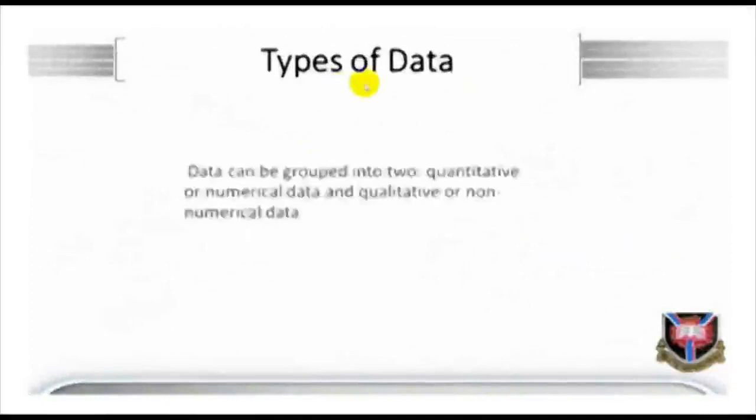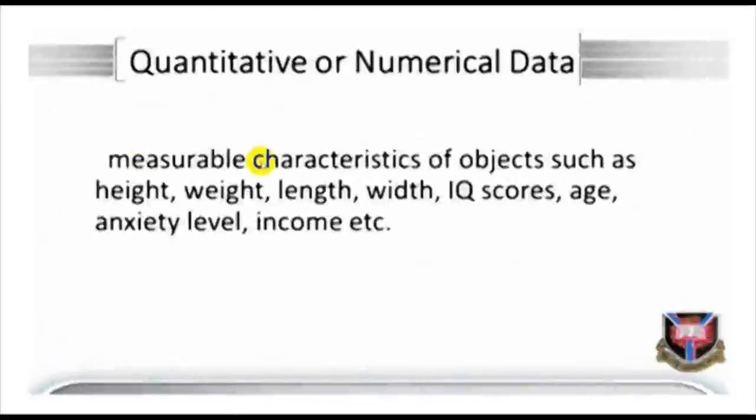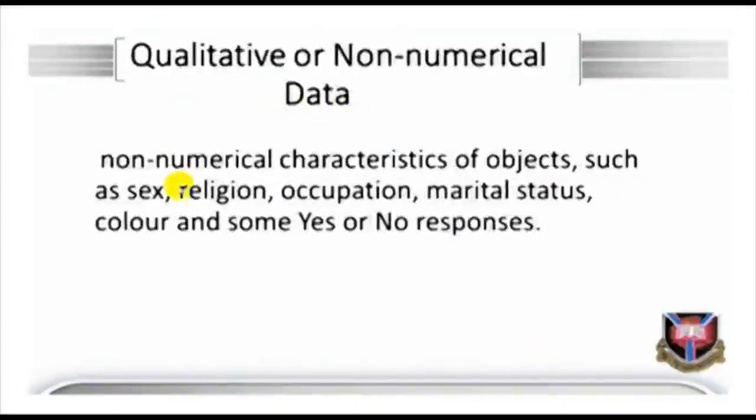Types of data. Data can be grouped into two: quantitative or numerical data and qualitative or non-numerical data. Quantitative data arise from measurable characteristics of objects such as height, weight, length, width, IQ scores, age, anxiety level, income, and the like. On the other hand, qualitative data arise from non-numerical characteristics of objects such as sex, religion, occupation, marital status, color, and some yes or no responses.